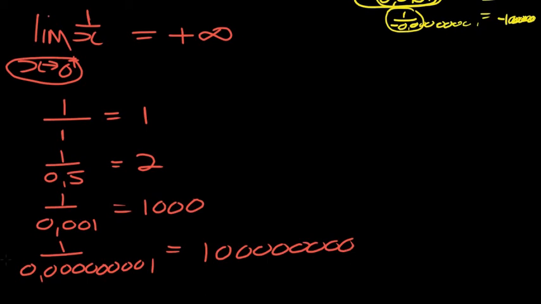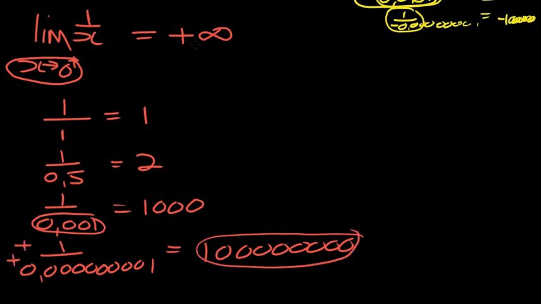So the point is, the smaller this number becomes at the bottom, the larger the answer will be, and because you say positive divided by positive, the answer will still be a positive, and that's why this approaches infinity.